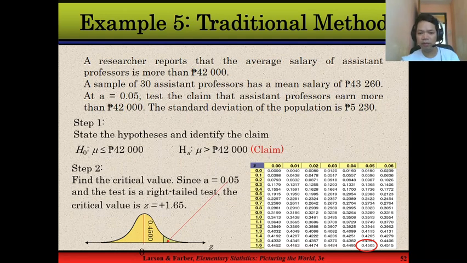O the other way, i-derive mo siya dito sa table. So that is another way. Kung 0.05 daw itong shaded region na to, so itong region na to from the mean hanggang dun sa critical value na to is 0.4500, di ba? So ito yung nearest value doon. Kaya 1.65. Pwede rin ito.